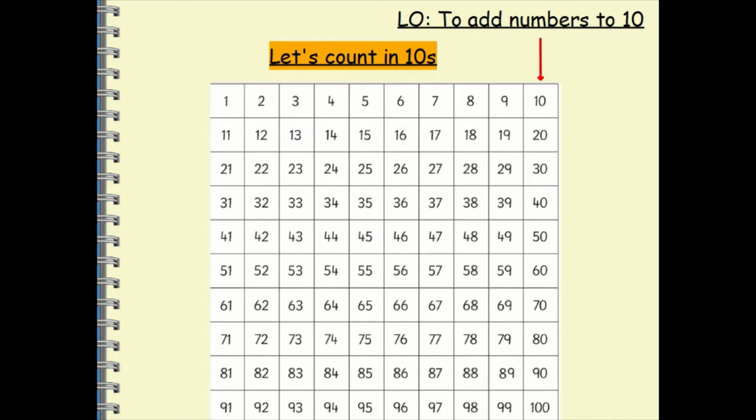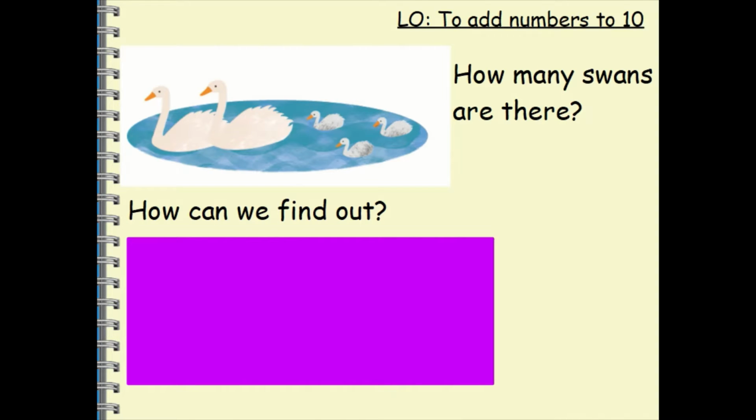Now, let's have a look at the in focus task. Look at the picture. How many swans are there? How can we find out? Pause your video to discuss this with your adult. We can add the number of swans together.